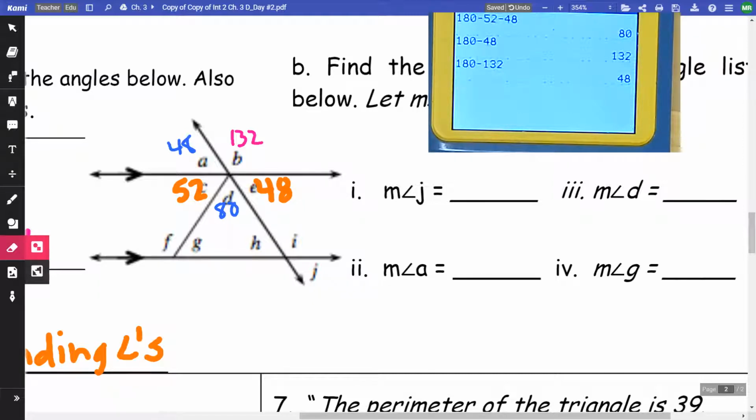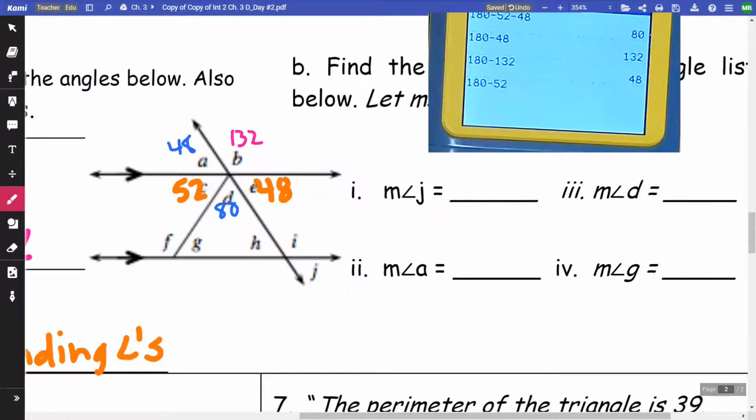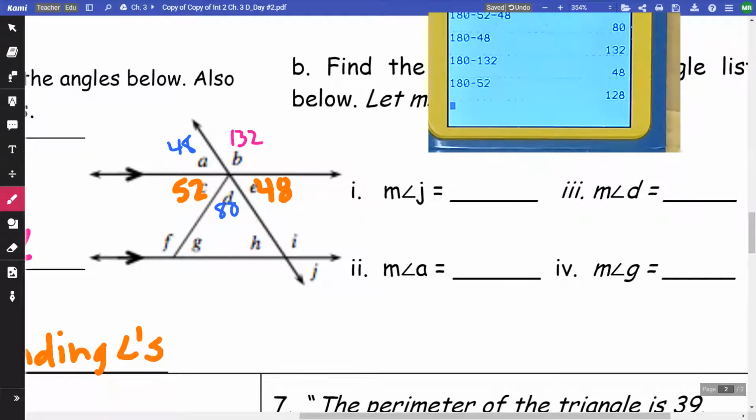Now let's see, angle F and angle C, these two angles here are same side interior angles, so they add up to 180. So if I take 180 minus 52, I end up getting 128. Now, my 128 and G are going to add to 180, or my 52 and my G are alternate interior angles. So those also are going to be the same. Either way, I'm going to get 52 here.